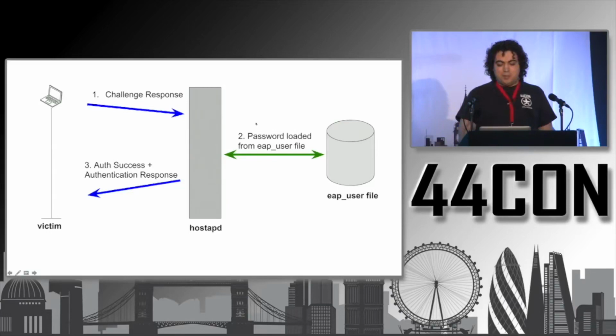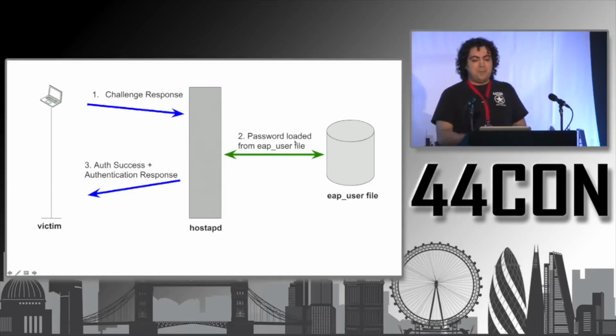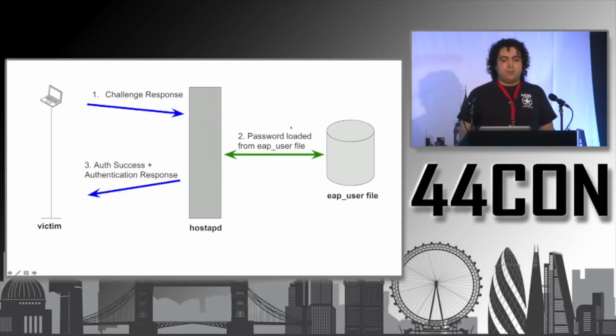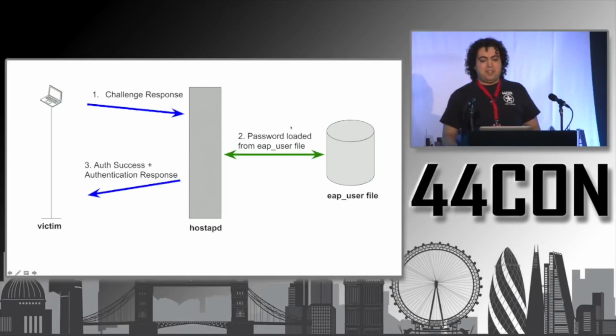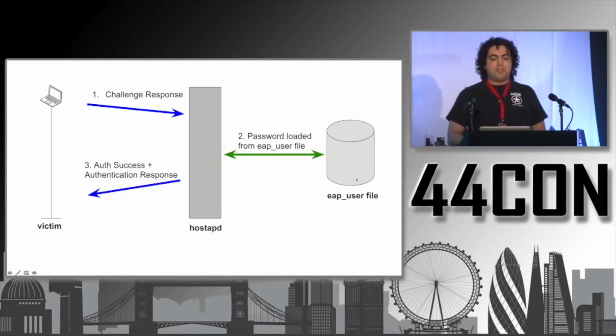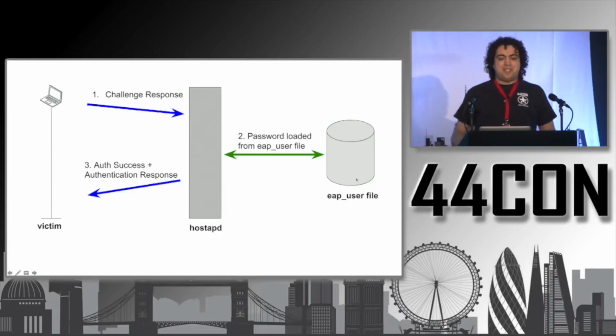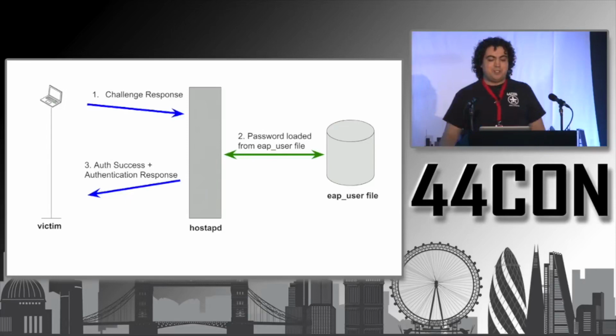And then in order to authenticate with the victim, that mutual authentication there, it's going to attempt to load either the password or the NT hash of the password, which is password equivalent, from the EAP user file. The EAP user file is a simplistic database. It's a text file that's used by hostapd as a database that has information about users and their credentials and stuff.